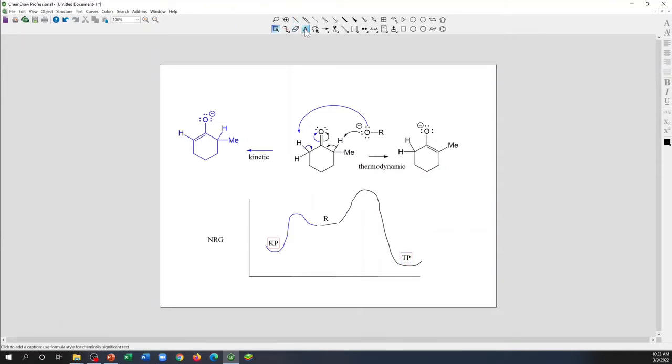The other base that we use instead is a base that is so strong that once it pulls the hydrogen off, these things don't unenolize, so they'll stay in the enolate form. And the types of bases we use here are the amide bases.